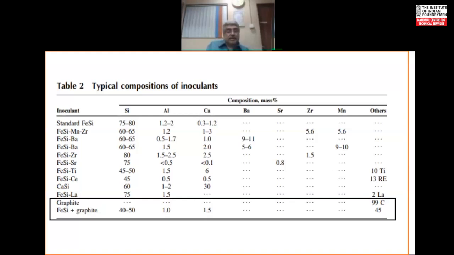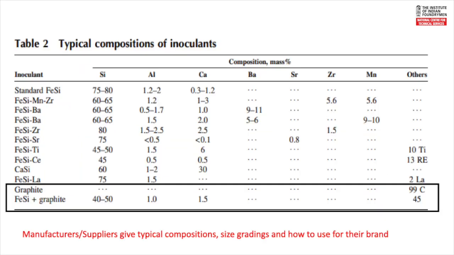Bismuth also gets used in some cases. And down below I have shown graphite or a blend of ferrosilicon and graphite. Many of them would be produced in submerged arc furnaces. Usually the manufacturers or suppliers of these inoculating materials will give the composition range as well as size grading and recommendations on how to use them for their respective brands of products.